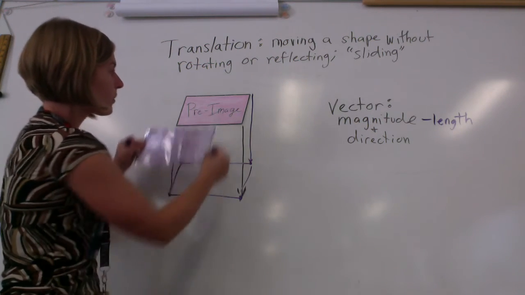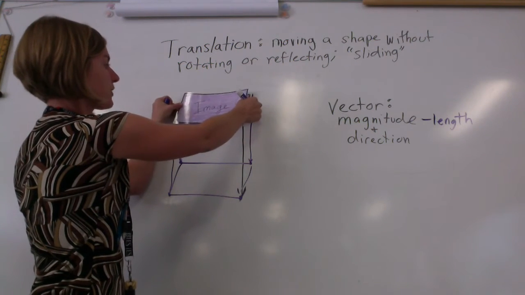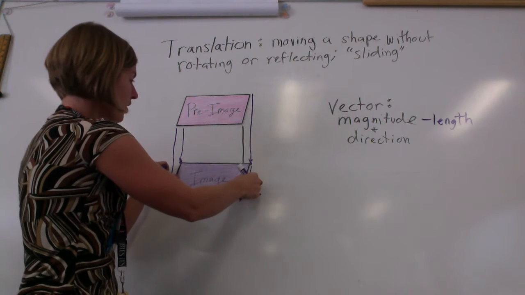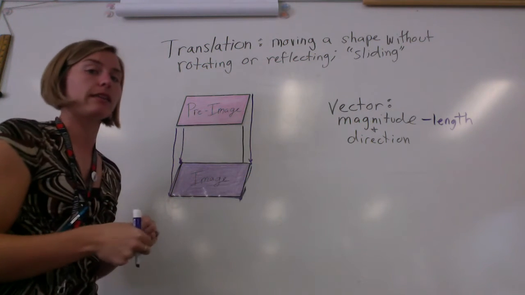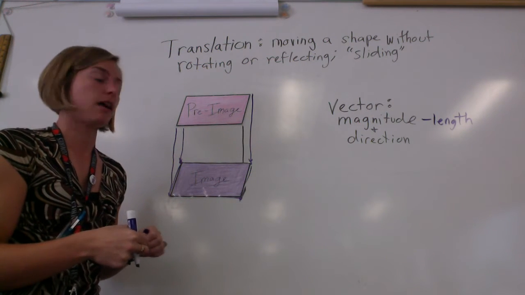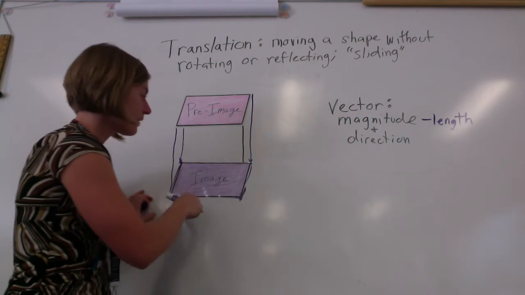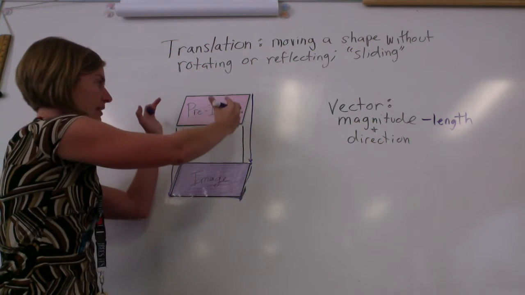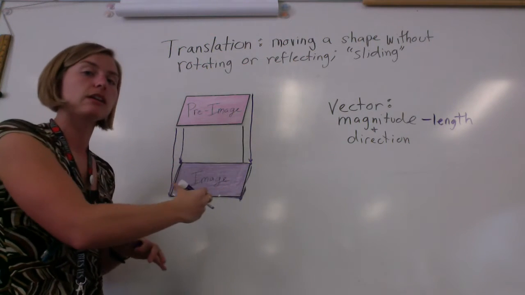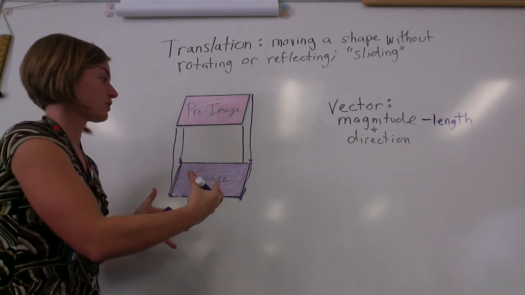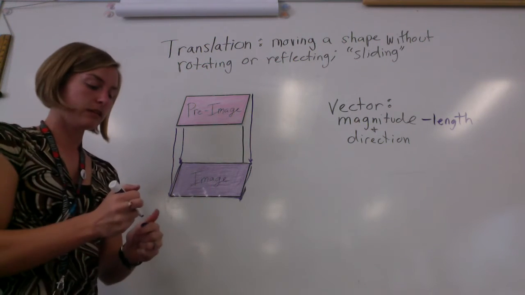Okay? So when we're mapping out an image, when we're translating an image, each part of it is getting moved along that vector. Okay? Each corner, each side length, each middle section, all of that is getting moved that direction that much. Okay?